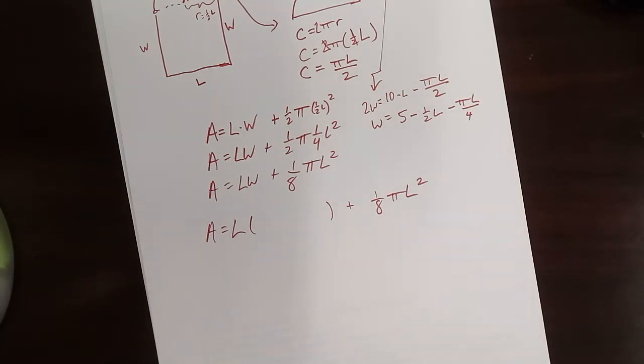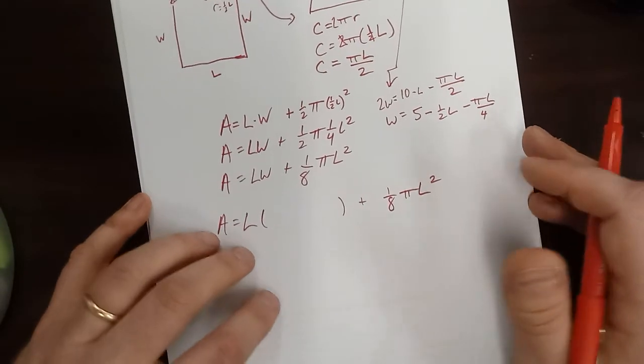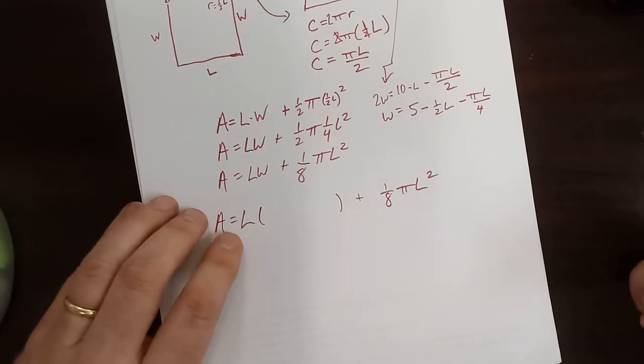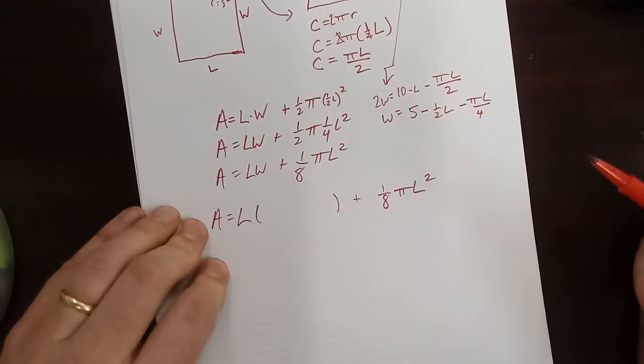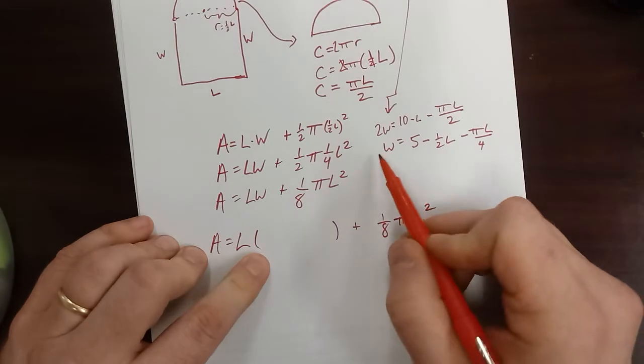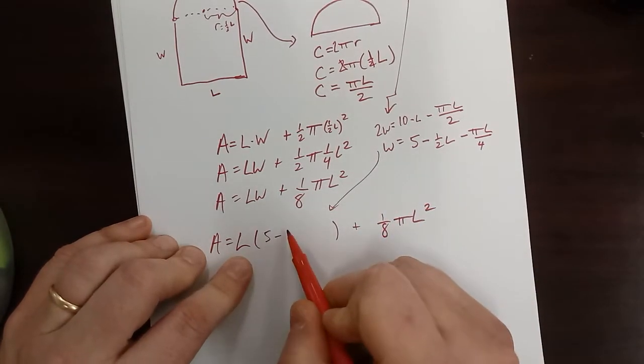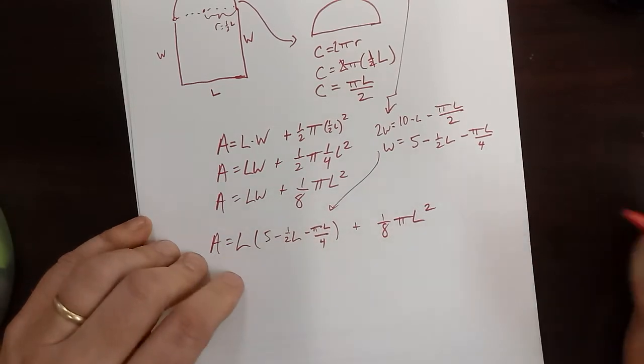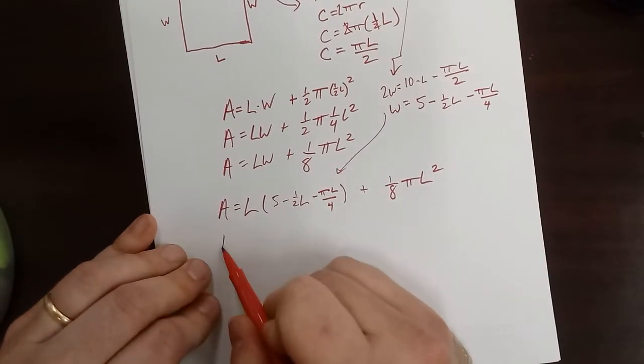Okay, let me just make sure I'm not missing anything. I was just looking at the way that Stu does it, and he does slightly different labeling, but I think we're going to wind up with the same thing. So W, I can write this guy, which is 5 minus 1/2 L minus pi L over 4. So it looks bad, but let's see what our area is.